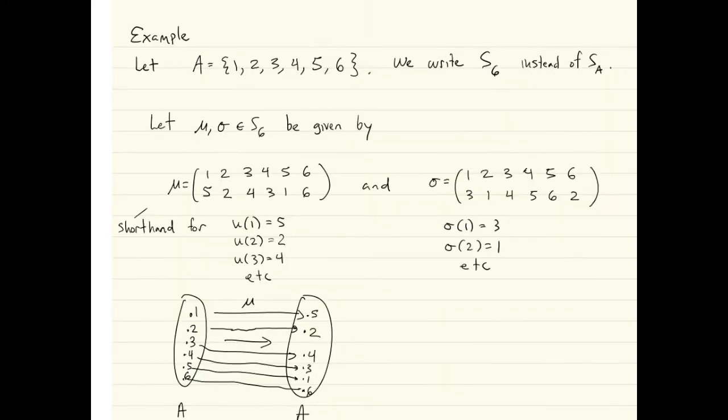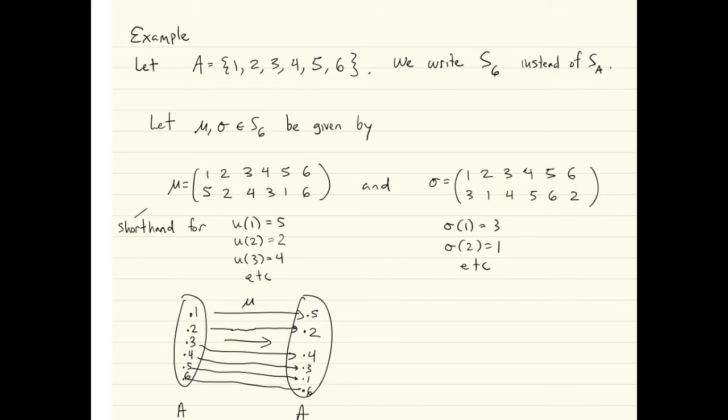Let's do a concrete example. So let A be the set 1, 2, 3, 4, all the way up to 6, and so we write S of 6 instead of S of A. And then let's pick 2 elements in this set S of 6. Let's call them mu and sigma, and they're given by this notation, which I have to explain. So mu is equal to this thing here, whatever this is, and sigma is equal to this thing. Well, mu and sigma are in S6, so they have to be functions. And this notation is shorthand for the function that sends 1 to 5, 2 to 2, and each number to the number below it.